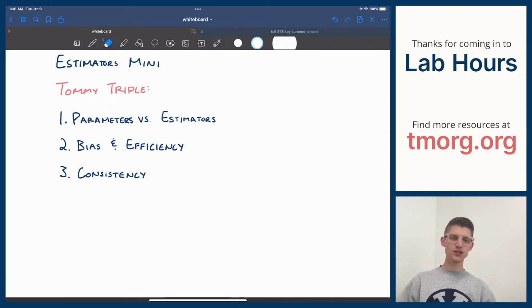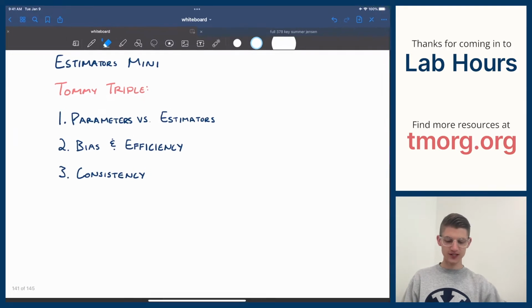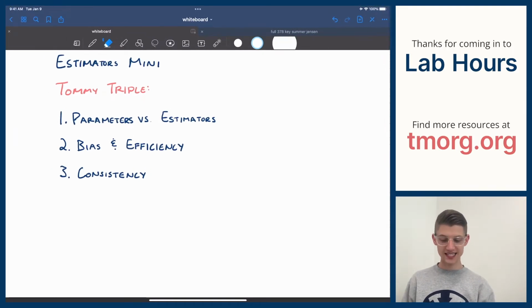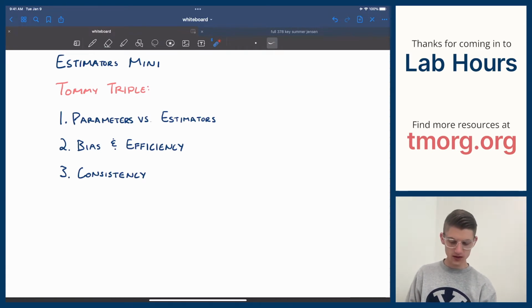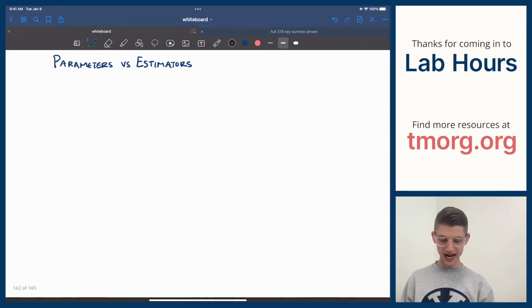Today we are going to be doing the Estimators mini lecture, where we're going to move from talking about parameter or population values into sample or estimated values. The Tommy Triple for today is starting with that exact distinction between parameters and estimators, as I'm going to call them, and I'll explain what that means soon. And then we'll talk about bias and efficiency of estimators, and then we'll talk about consistency of estimators. So let's actually just jump right into it.